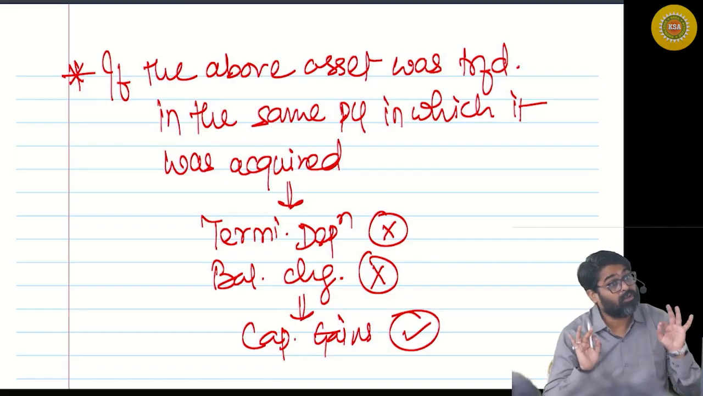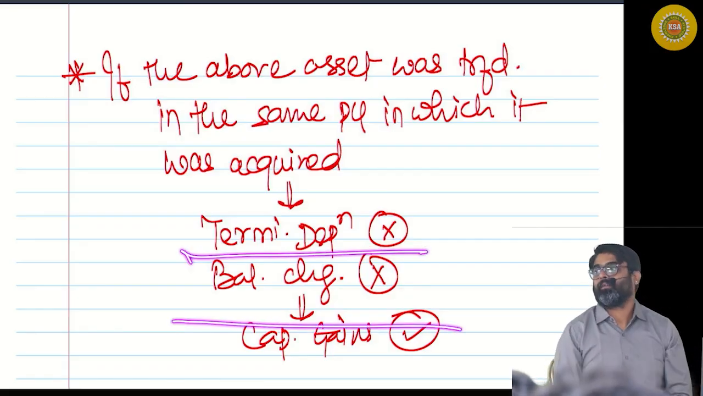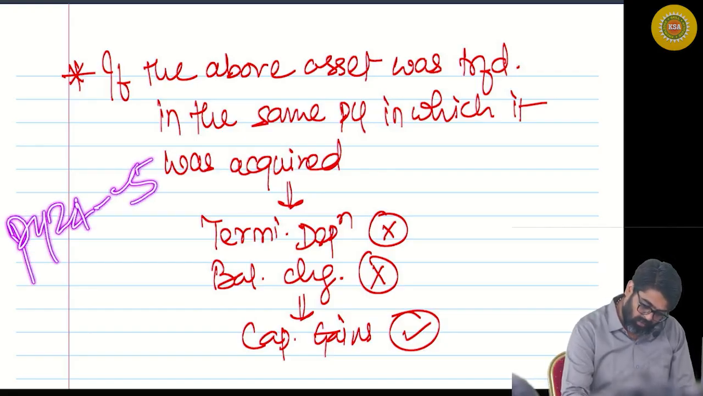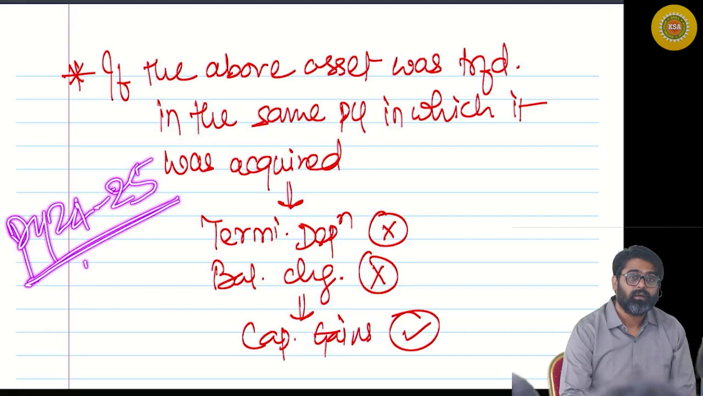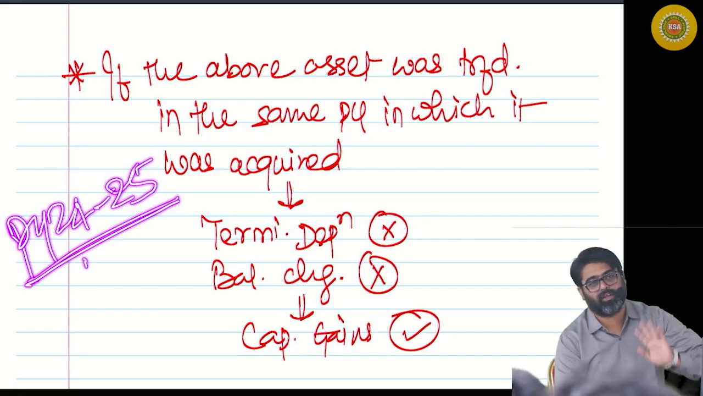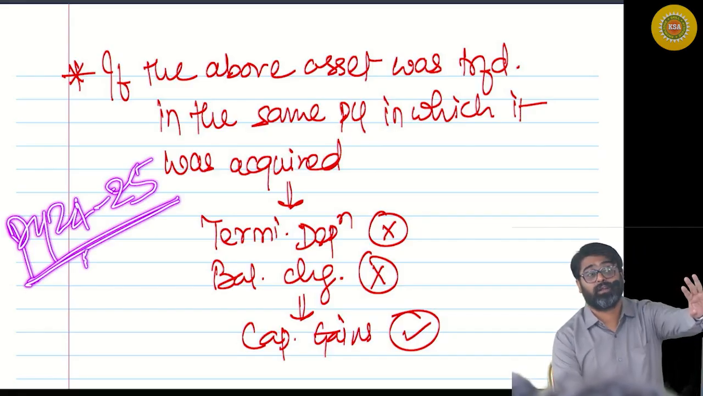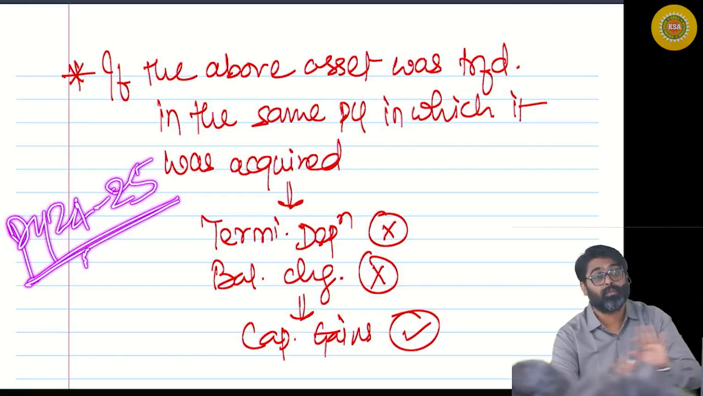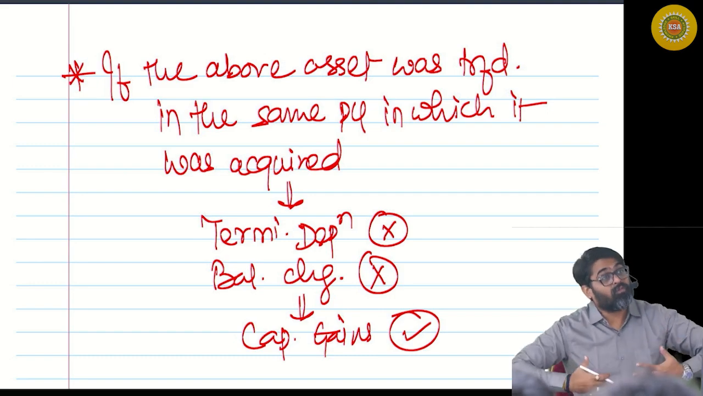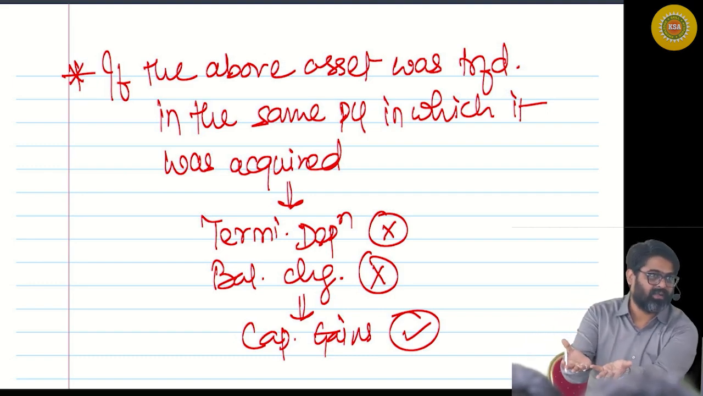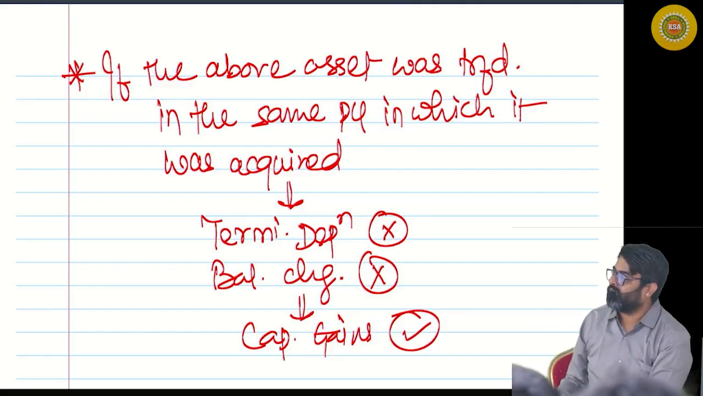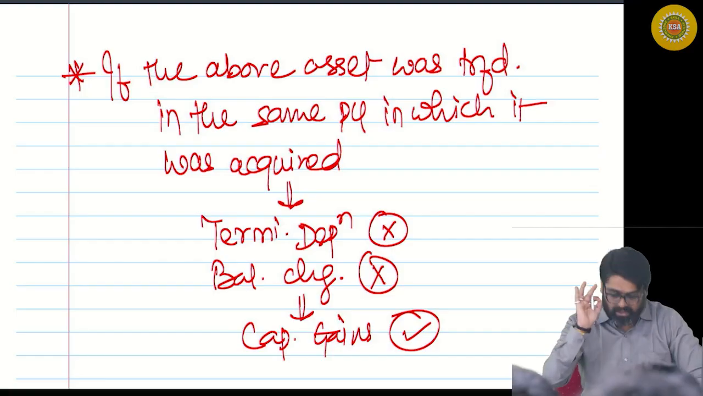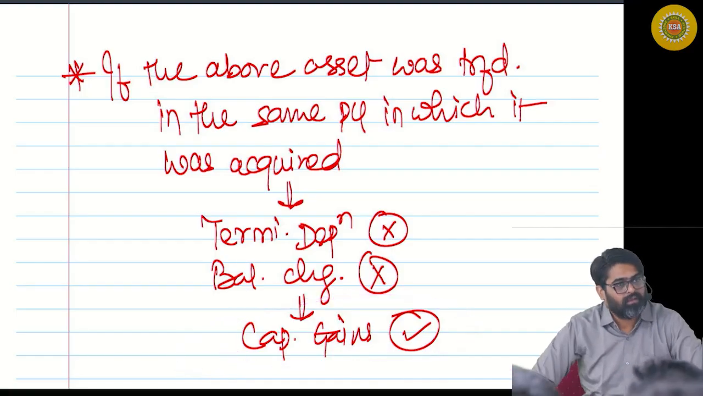Then don't even talk about terminal depreciation. For example, in previous year 24-25, you have acquired the asset, and in that same year, you have sold the asset also. First question: is the asset there in your business as on 31st March? No. If you have not claimed any depreciation on that asset, there is no chance of terminal depreciation and balancing charge. Directly you are going to calculate capital gains.